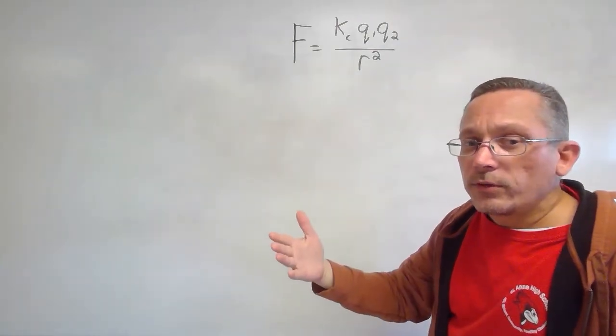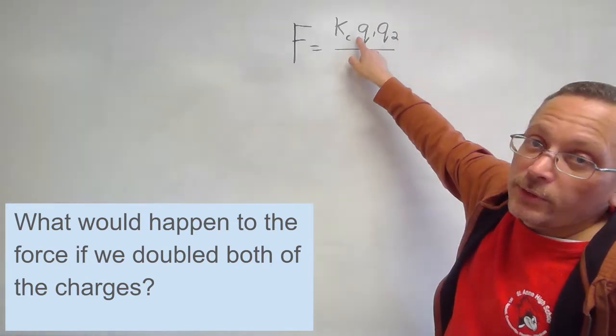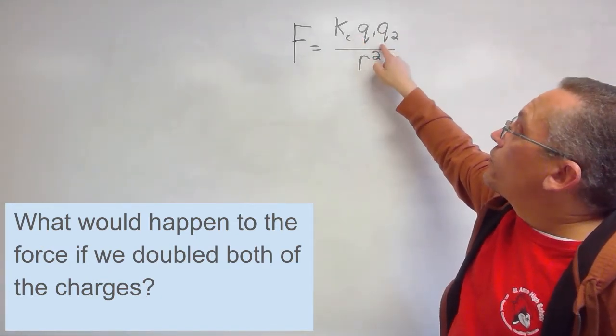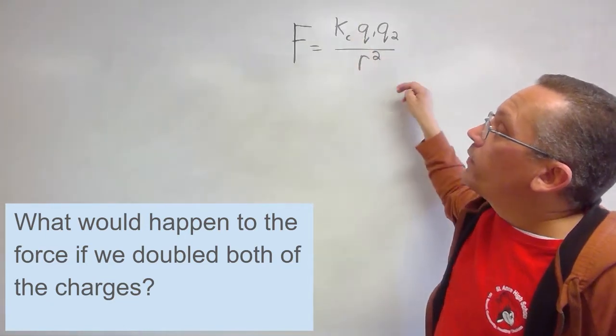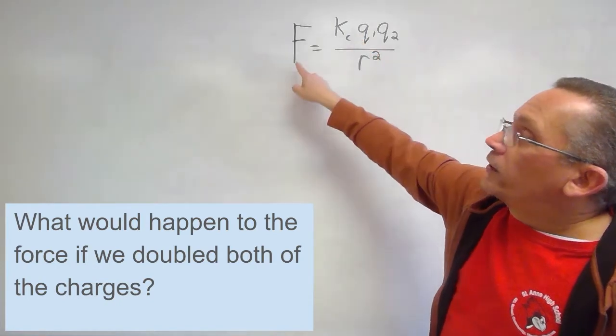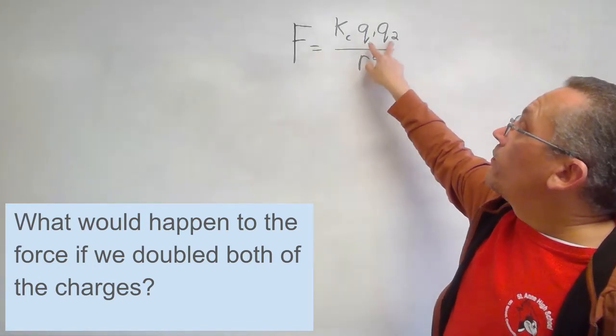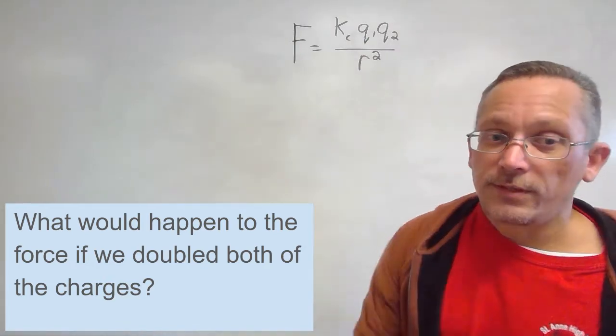What would happen if I doubled both of the charges? If I doubled both of the charges, this would be twice as much, and this would be twice as much. 2 times 2 would be 4, so this whole thing would be 4 times as much. So if you double one charge, you double the force. If you double both charges, the force is 4 times as much.